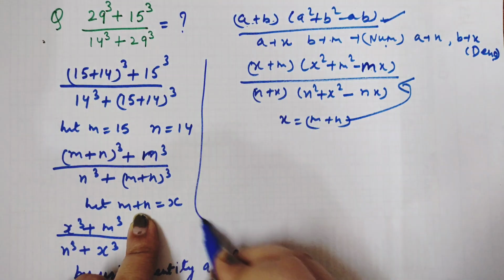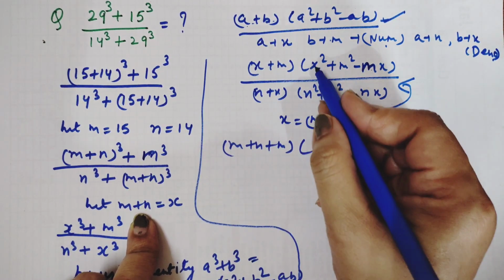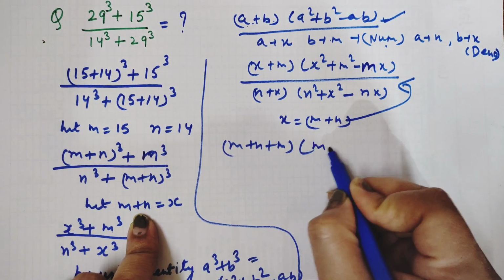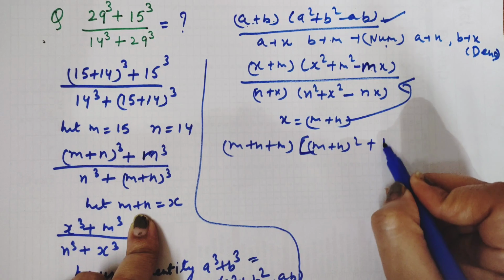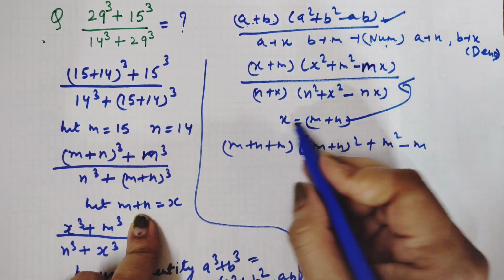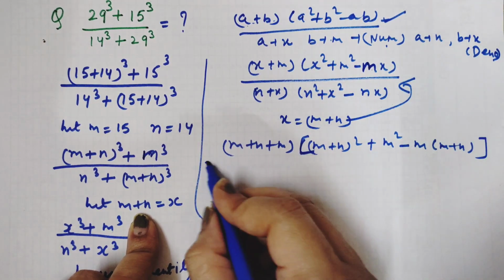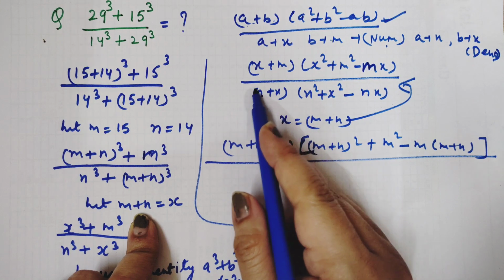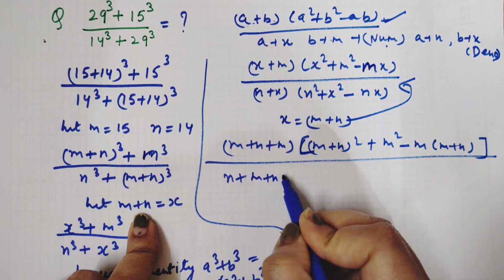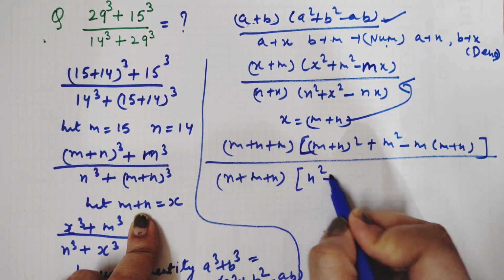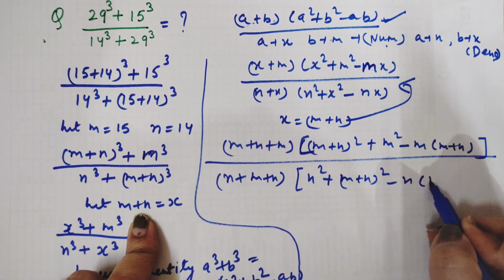So we'll write the value of x here: m plus n plus m. Is this m? We'll write (m plus n) whole square plus this m square as it is, minus this m, and instead of x we'll write m plus n. Just put the value of x. So n plus x: there is no value of n, the x value is m plus n, and n square, this x is (m plus n) square minus n into (m plus n).